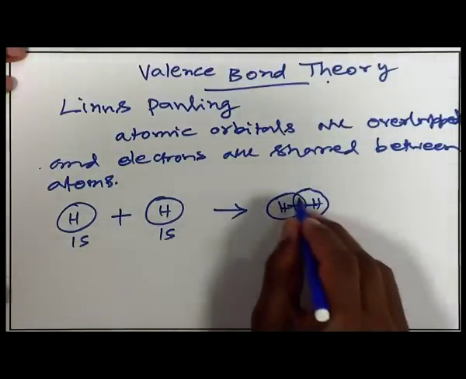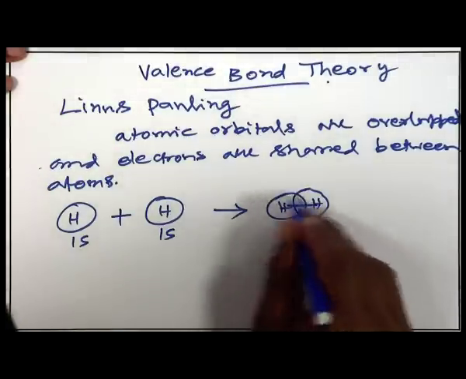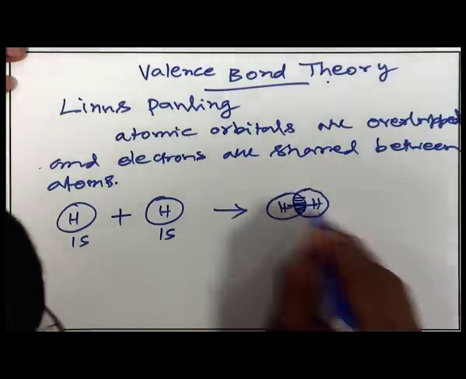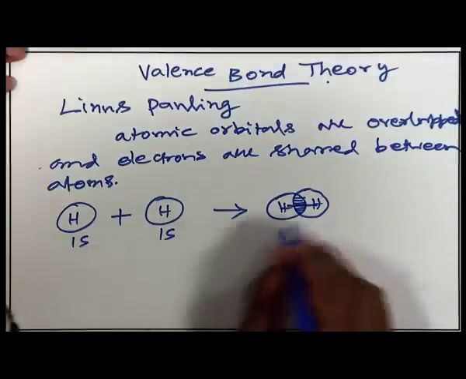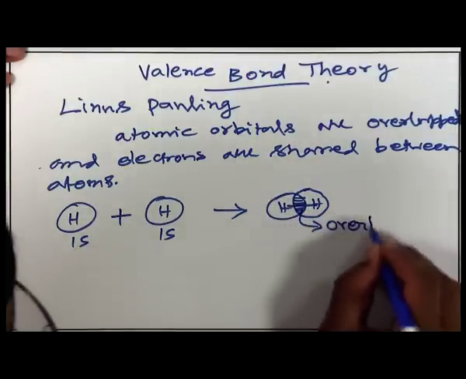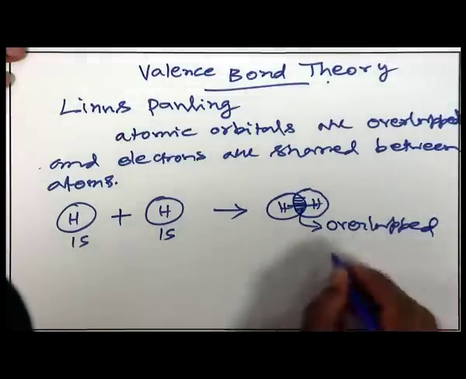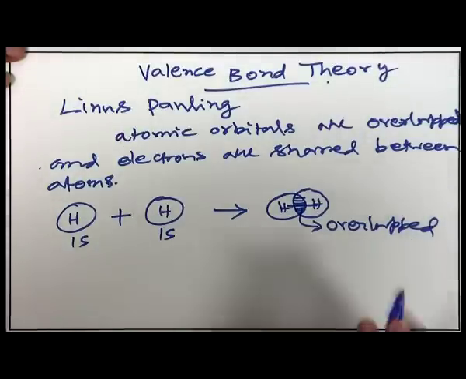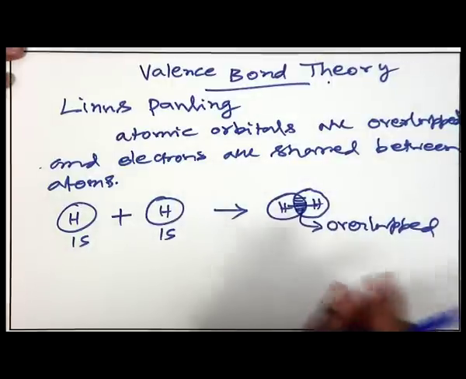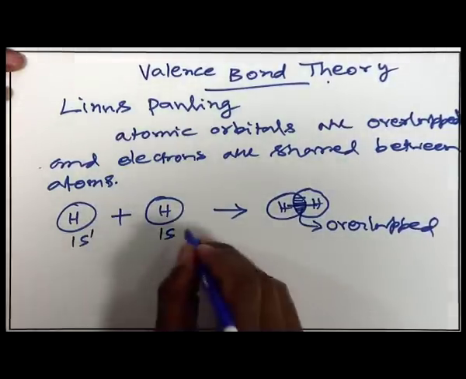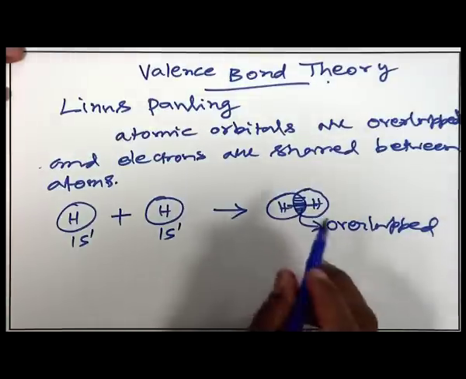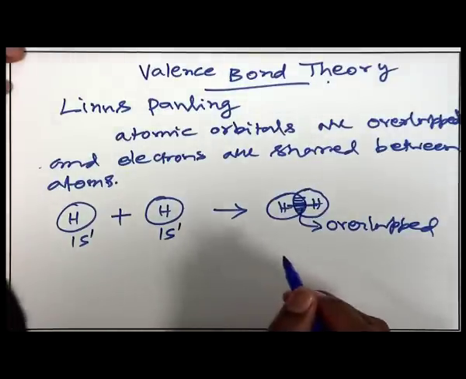Now, you see here the two orbitals are drawn such that there is an overlap of the orbitals. This is the overlapped region. Because of the overlap of the atomic orbitals, bonds are formed. One atom has one electron and the other has one electron, so there are 2 electrons between the 2 hydrogen atoms.